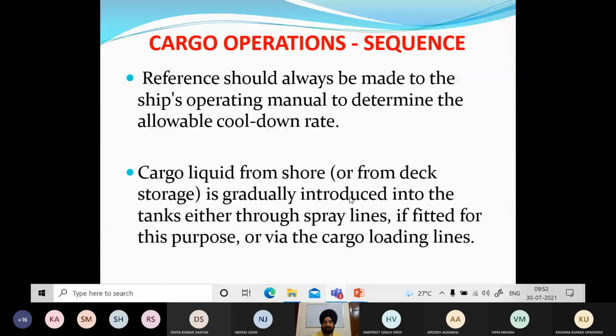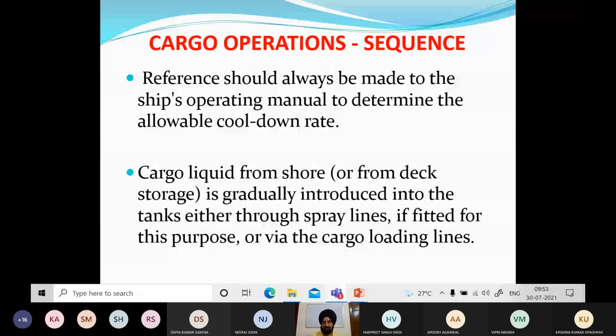So reference should always be made to the ship's operating manual to determine allowable cool down rate. कि किस रेट से उसको कूल करना है, तो सारा का सारा आपके मैनुअल में लिखा होगा. And cargo liquid from shore or from deck storage is gradually introduced into the tanks, either through the spray lines if fitted for this purpose or via the cargo loading lines.